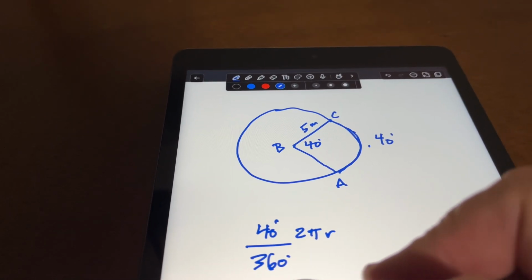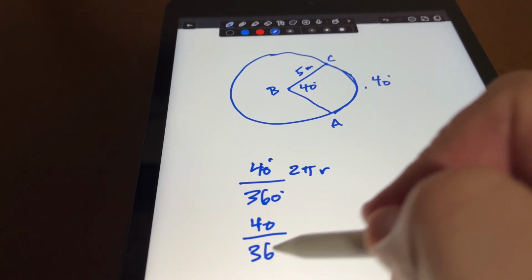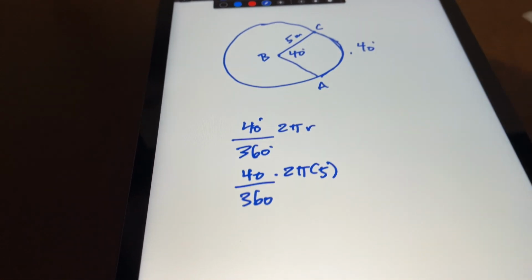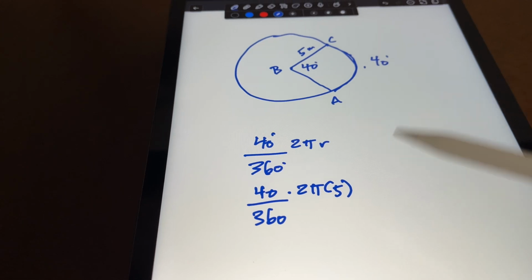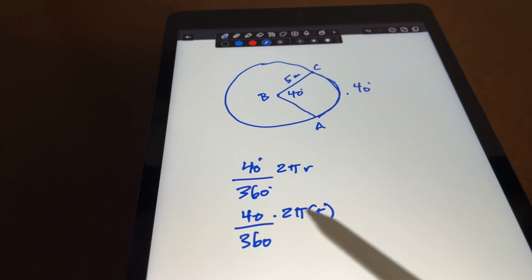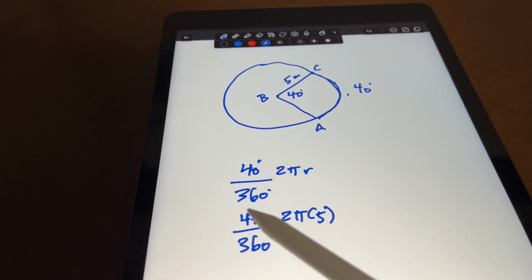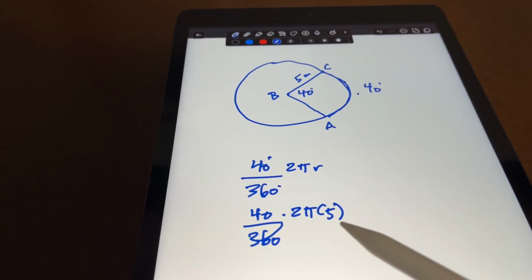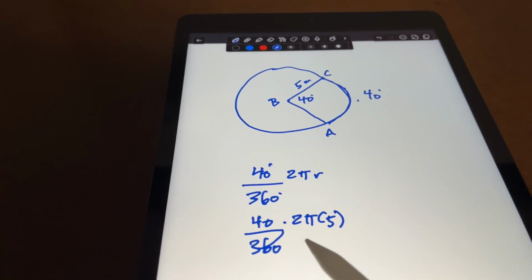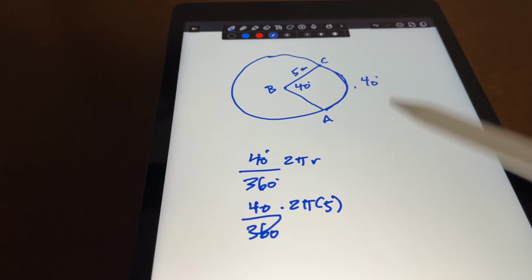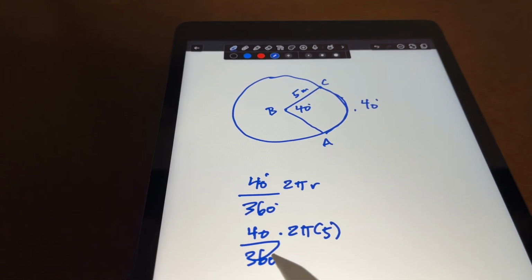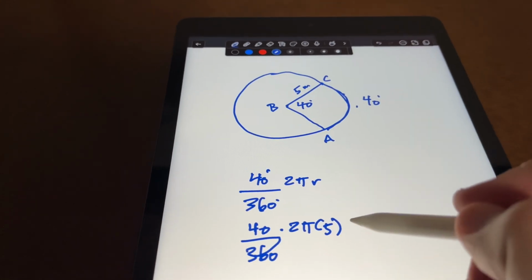So 40 over 360 times 2 times pi times 5. So we'll put that in. So basically we're saying the circumference of the entire circle, but just this portion of it, 40 over 360. So when we do this calculation, that will give us this measurement all the way around. So anyway, these stray marks here are a little crazy.